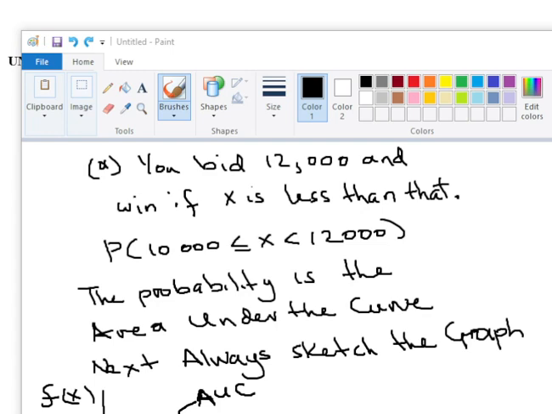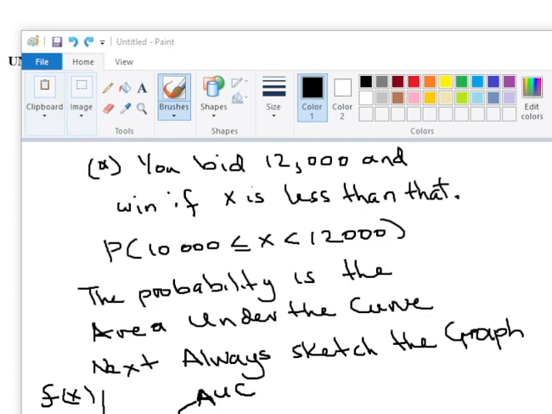One thing we want to do is to write out the probability statement. So right here, this is what we're looking for. What's the probability that x is between 10,000 and 12,000? In terms of this problem, this is when you know you win, because the competitor is represented by random variable x. And so this is what the competitor is doing. So if they do this, then you're going to win because you're going to be at 12,000, which is higher than them. And so we want to find the probability of this occurring.